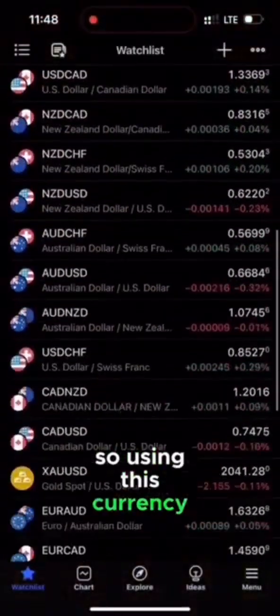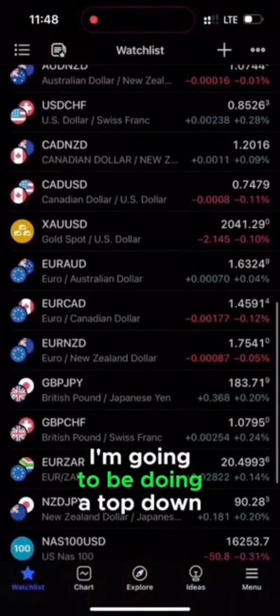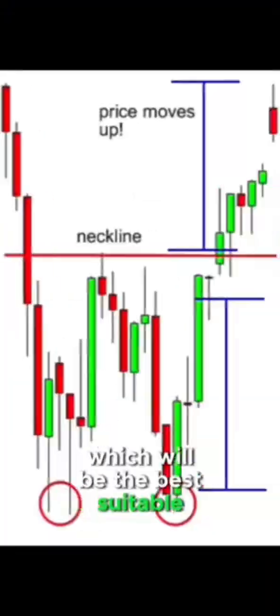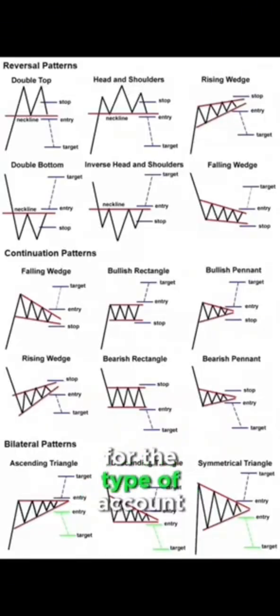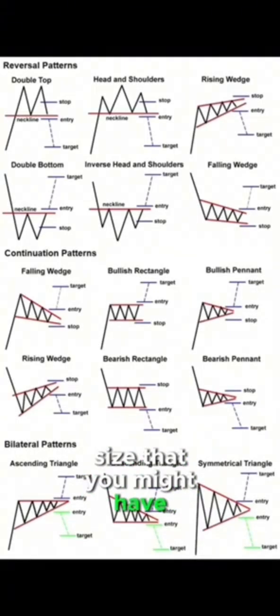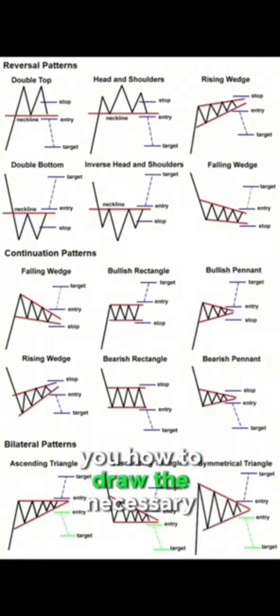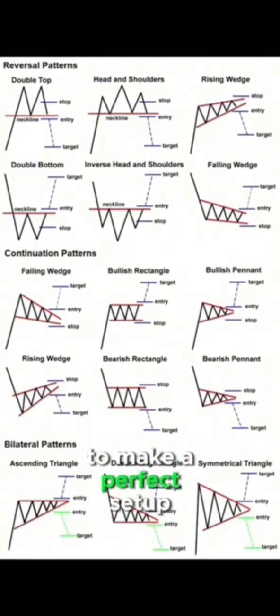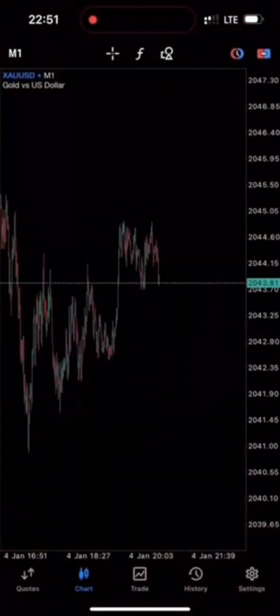So using this currency pair, today I'm going to be doing a top-down analysis from the monthly time frame all the way back to the 1 minute time frame, so that you'll be able to choose which will be the best suitable setup and time frame for the type of account size that you might have. And I'll be showing you how to draw the necessary trend lines to make a perfect setup. So without wasting your time, let's jump into it.